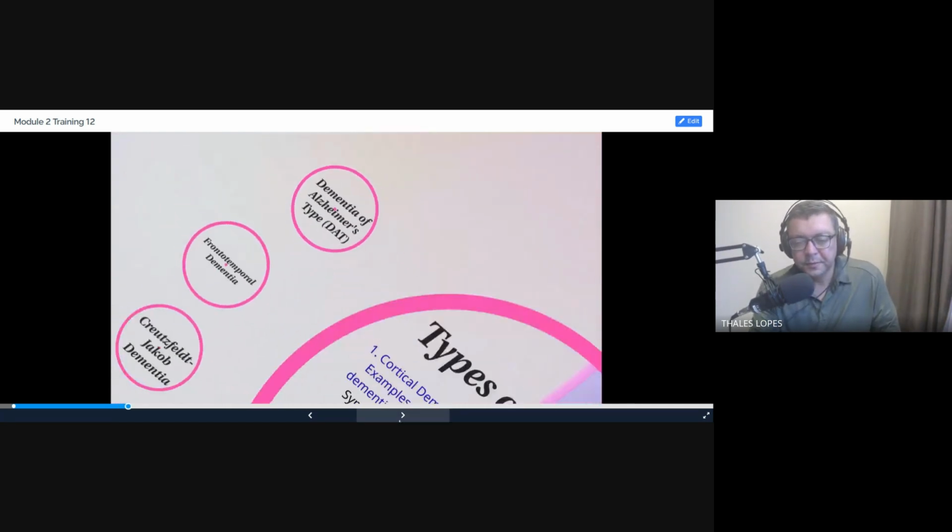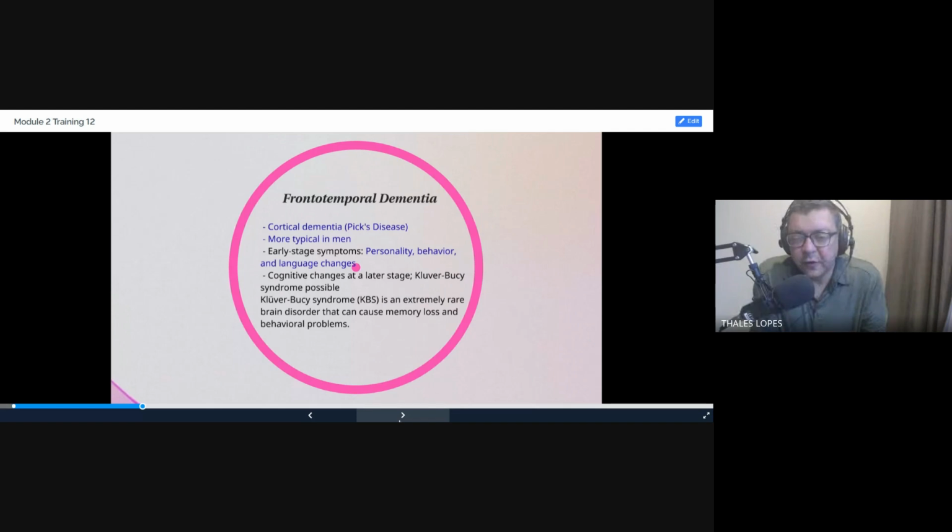So let's take a look. Next one, frontotemporal or Pick's disease. So if it's frontal, what kind of symptoms would you expect, right? It's a frontal. So frontal, it's a cortical dementia or Pick's disease.